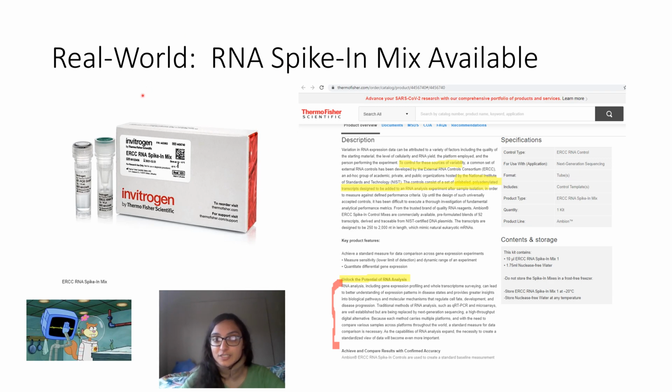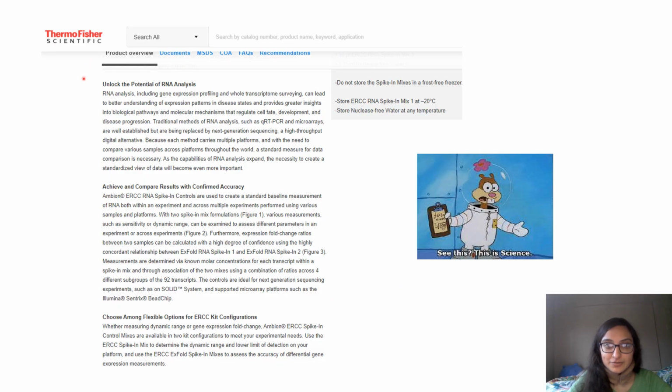So before you do your experiments, you would have a spike-in as well, and there are so many considerations to have in mind. But this is an example of how we use it in the real world. As I was showing you here, they talk about how you can unlock it, achieve and compare results. And what they're saying is exactly what I was trying to tell you: these RNA spike-in controls are being used to create a standard baseline measurement of RNA both within an experiment and across multiple experiments performed using various samples and platforms.